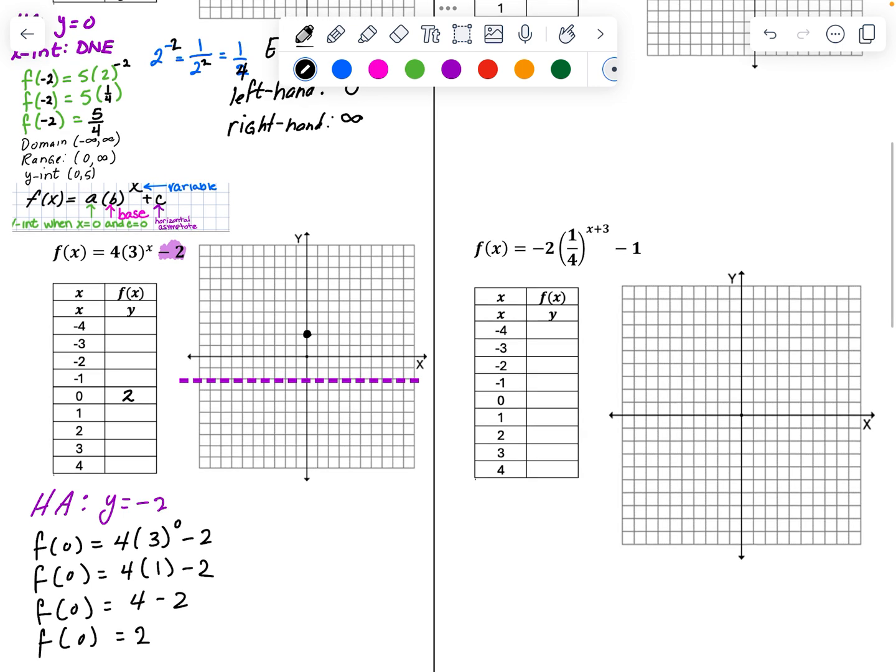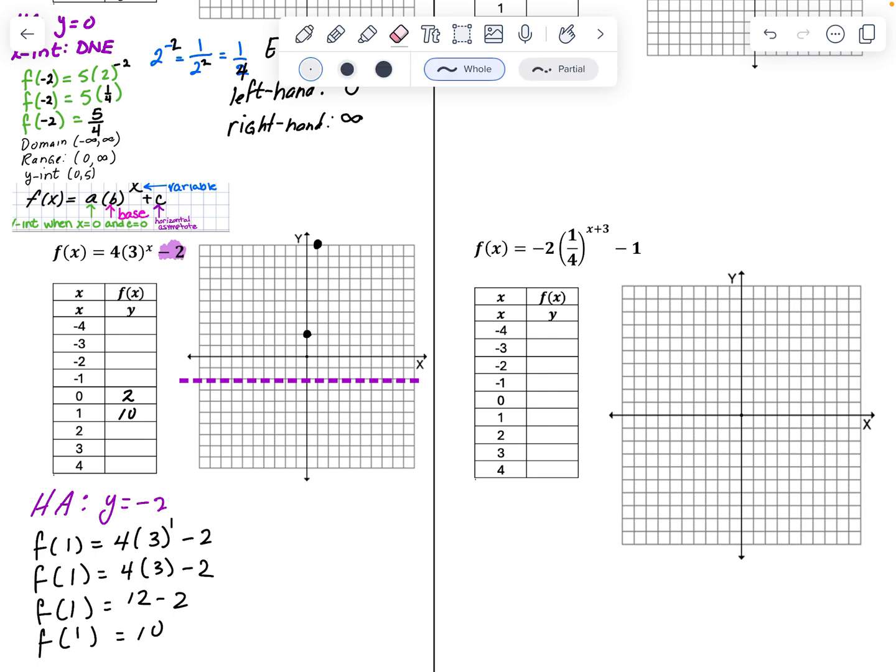Okay, what if we let x equal 1? If we allow x to equal 1, that means the exponent is 1. 3 to the first power is 3. 4 times 3 is 12, and 12 minus 2 is 10. So I have the point (1, 10). So here's the point (1, 10). So I know the next one's going to be off my graph. So let's go the other way.